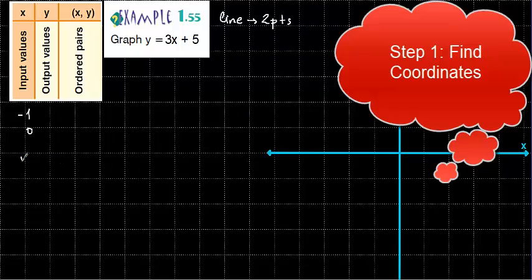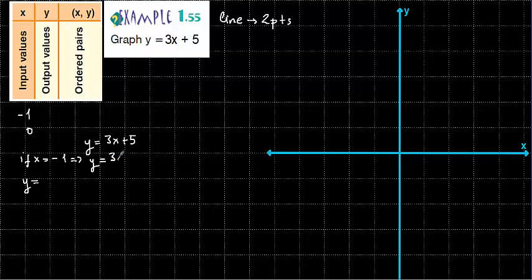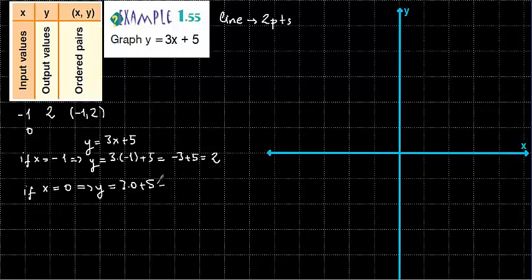Okay, if x is equal to -1, it means that y is equal to 3x plus 5, so y is equal to 3 times -1 plus 5, which is equal to -3 plus 5, which is equal to 2. So the output y value is 2, and the ordered pair is (-1, 2). If x is equal to 0, this means that y is equal to 3 times 0 plus 5, which is 0 plus 5, which is equal to 5.